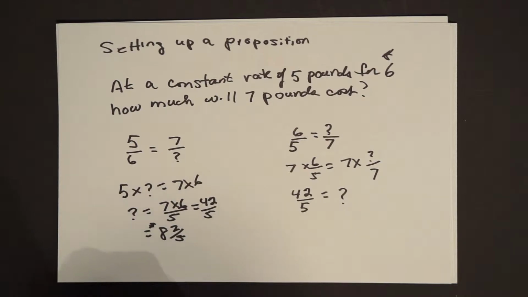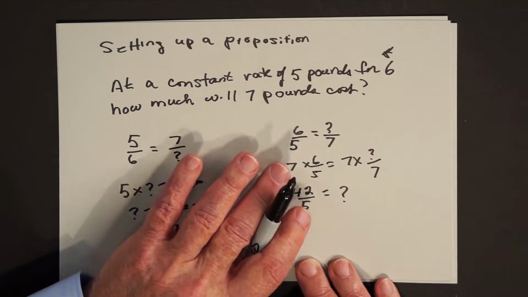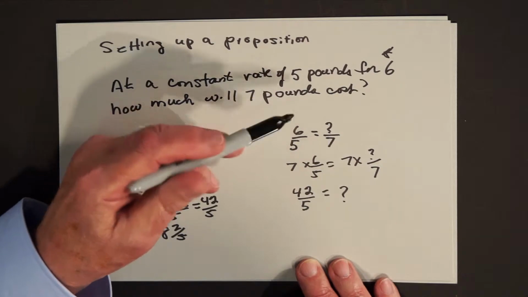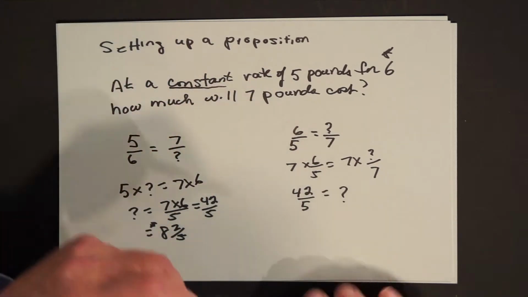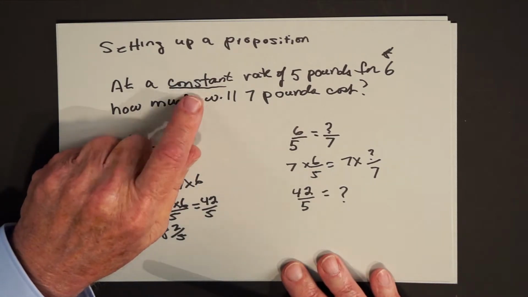And sometimes students will say, 7 pounds of what? Well, you put in whatever you want, but if the 5 pounds are $6, whatever the 5 pounds is modifying, so is the 7 pounds. And the other thing I want to stress is, at the pre-calculus level, we always assume rates are constant.